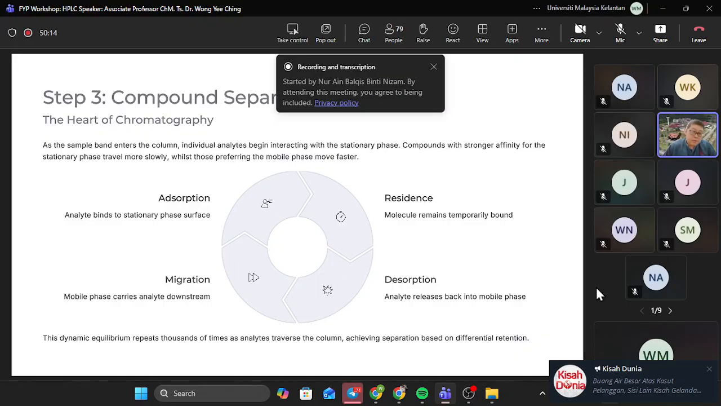As a sample band, most of the time it will be introduced into your column. From there you get adsorption, residence, dissolving, and then you will migrate, and so on and so forth. This process will be repeated as a cycle for each and every one of the compounds inside your compound mixture.